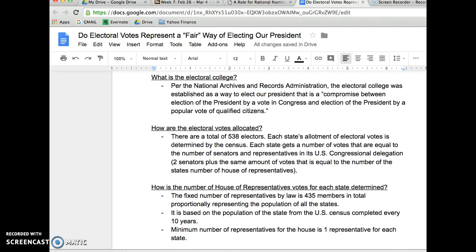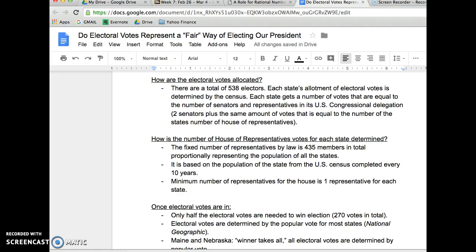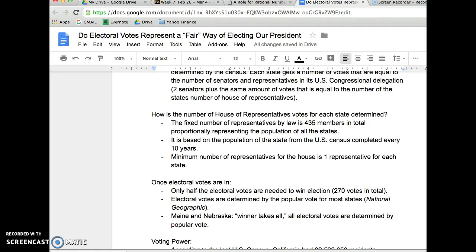There are 538 electors. That would be 100 senators, 2 for each state, and then 435 House of Representatives votes for the House of Representative members. So if you think about how the votes are allocated, it's all based on population, and there's going to be a minimum of at least 3 electoral votes, being that 2 senators and at minimum 1 House of Representative member for each state. So each state's going to have a minimum of 3 electoral votes.